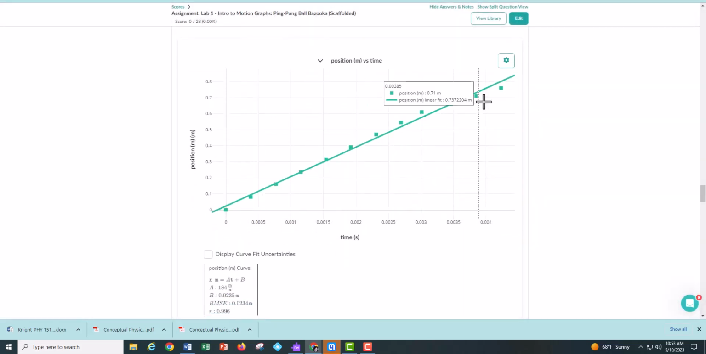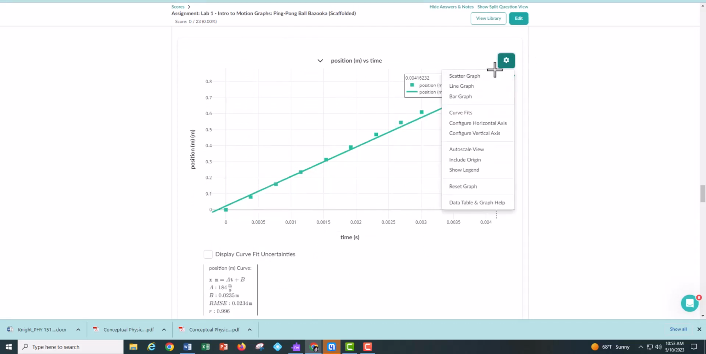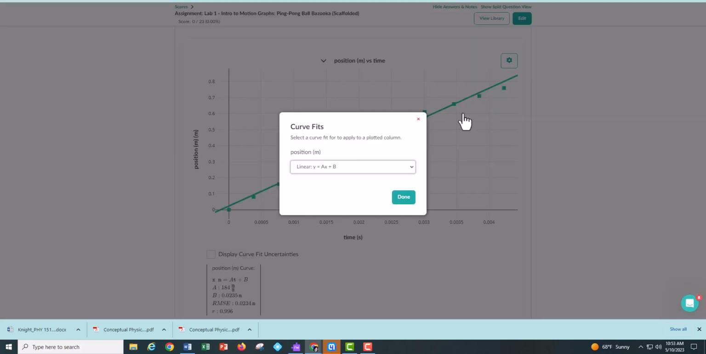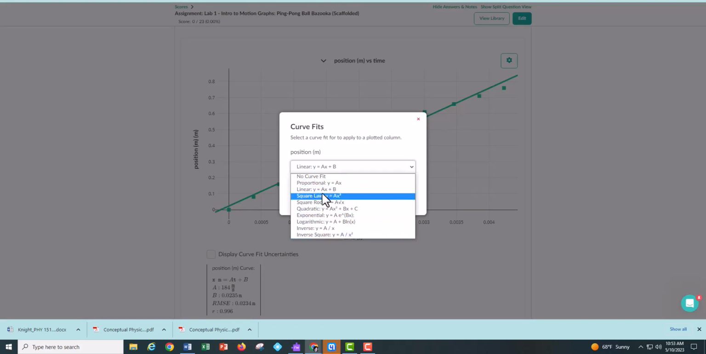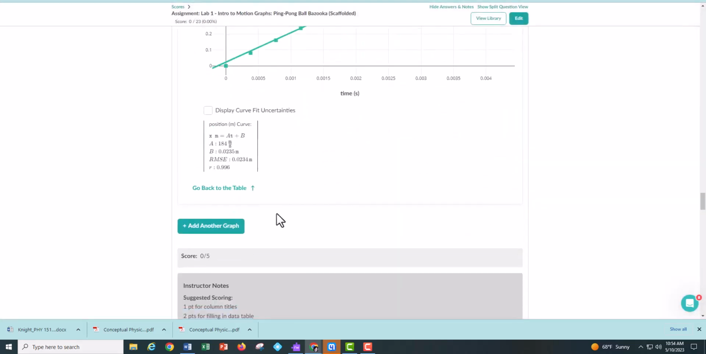Notice that this looks pretty linear, and what I want it to do is a curve fit. I want it to draw the best fit line. This looks like a line. So when I click on curve fits, I can choose a variety of different types of functions to fit it to, and I'm going to fit it to a line. If I do that, then I get the generic equation of the line, y equals mx plus b, or in this case, x, which is the position, equals, instead of m, they use a, times t for time, plus b, which is the y-intercept.